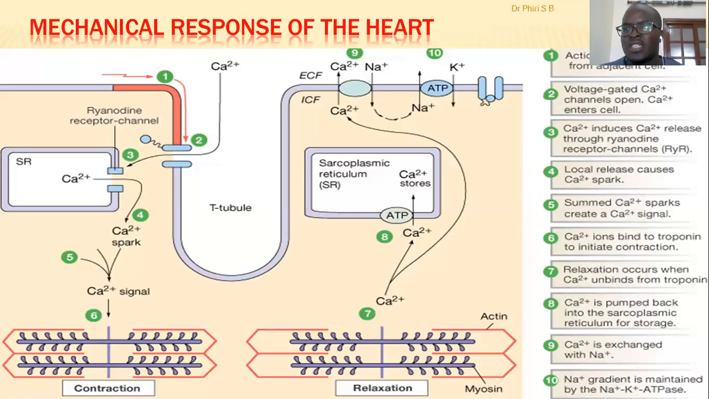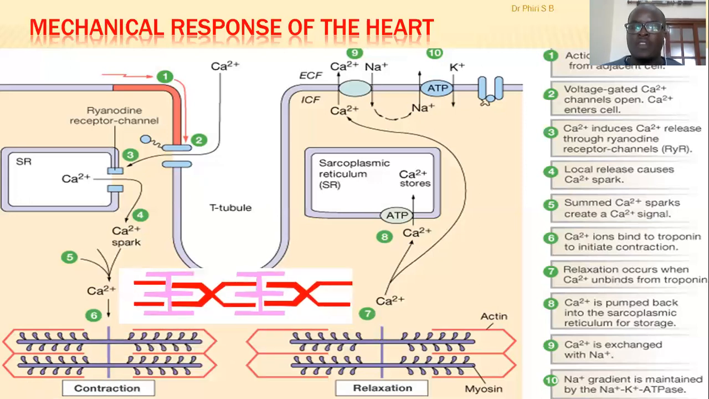Then after contraction, you need to have relaxation. So relaxation of the myocardium is facilitated by the pumping of calcium back to the sarcoplasmic reticulum. So you have calcium ATPase pumps located within the sarcoplasmic reticulum membrane. They are going to pump calcium, and this pumping is against the concentration gradient. That's why you need energy. So it's an example of primary active transport.